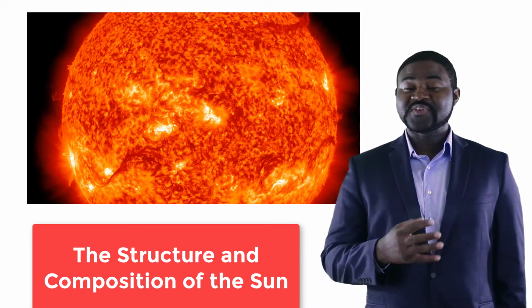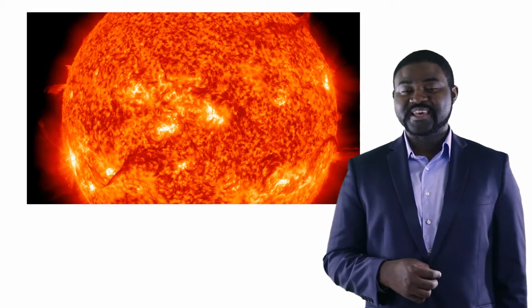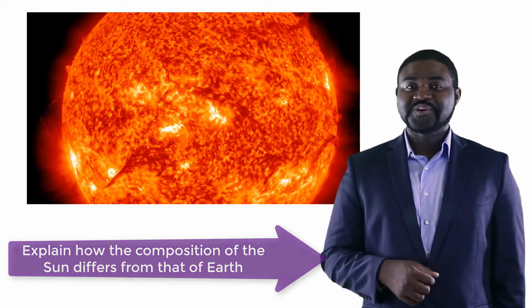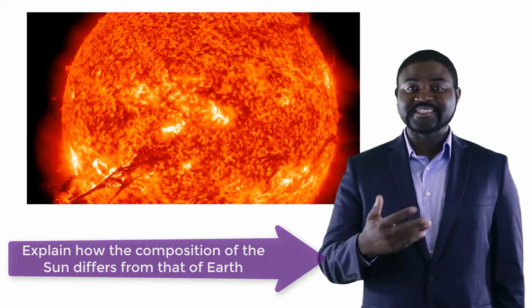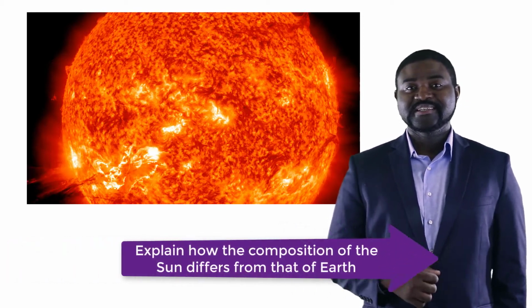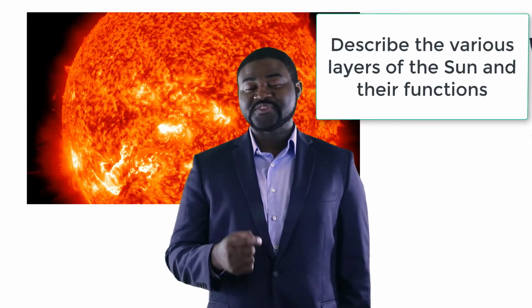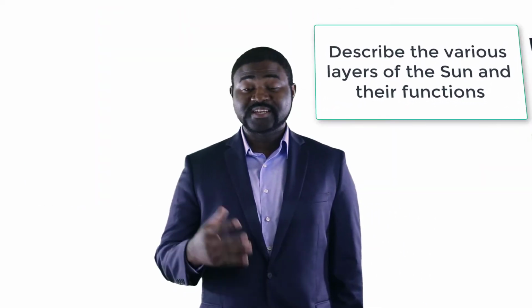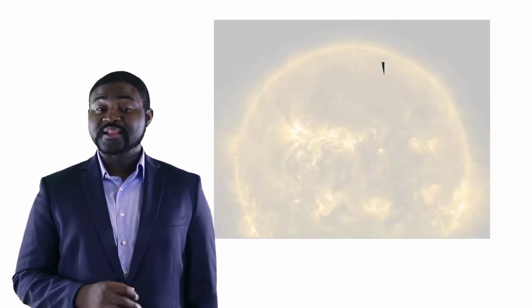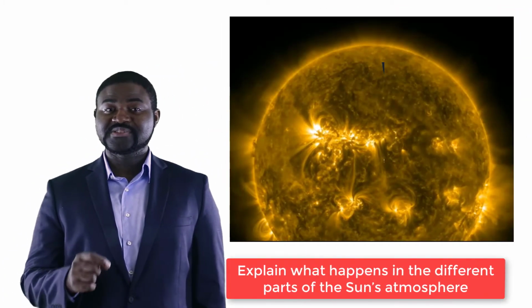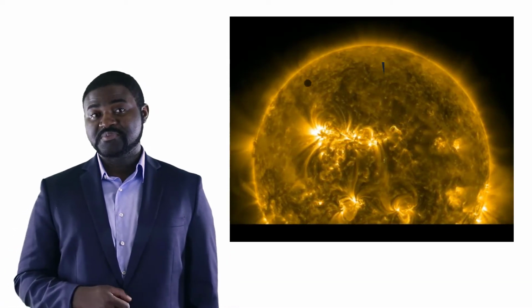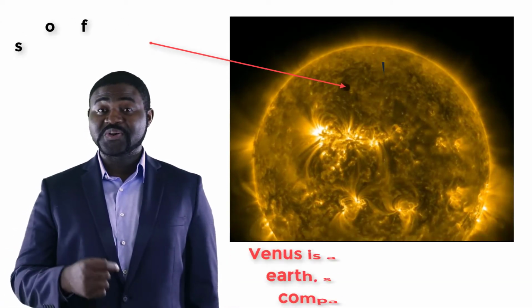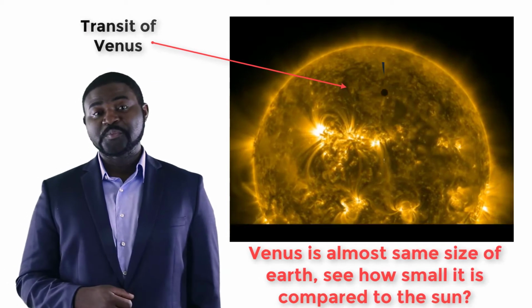By the end of this section, you will be able to explain the composition of the sun as well as describe how it differs from that of the Earth. We will also explain the various layers and the functions of those layers that make up the sun. And lastly, we will explain what actually takes place in the different parts of the sun's atmosphere, as well as all other layers that make up the sun.